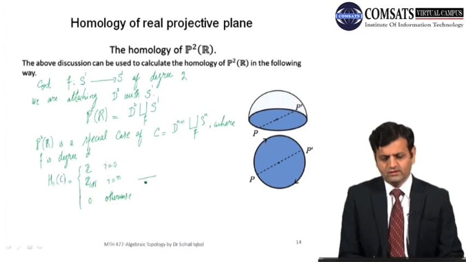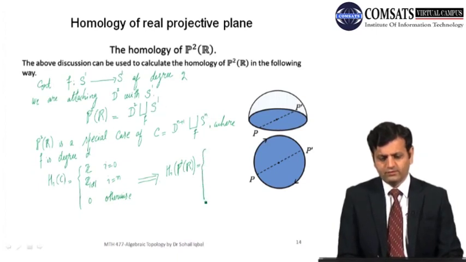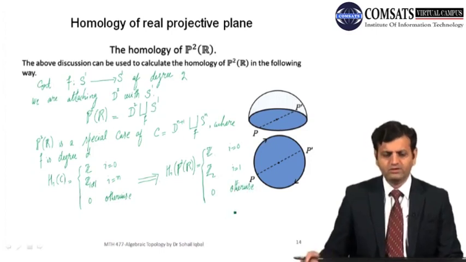This implies the homology of the real projective plane. In this case n is equal to 1. So for i equal to 1, this is Z_d, and since it's a degree 2 map, this is Z2. For i equal to 0, this is Z, and this is 0 otherwise. So that's how we calculate the homology of a real projective plane in a very simple way.